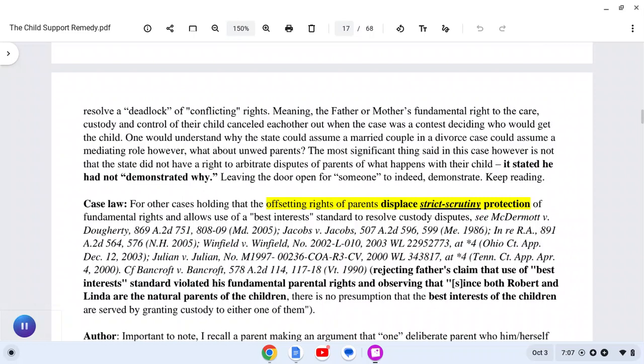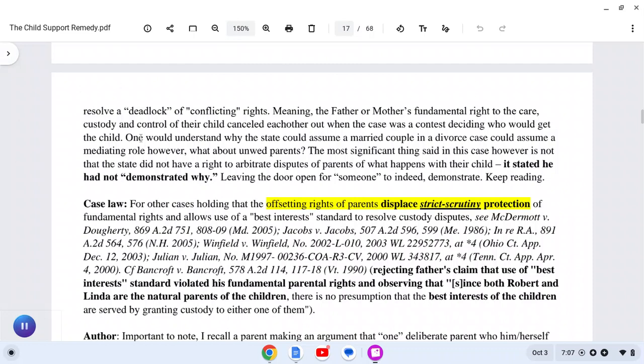That would make sense because if this is the father's child biologically, and this is the mother's child biologically, and the father has also been adjudicated to be the father, then he would be entitled. He has a fundamental right to the care, custody, and control of his child, and so does the mother. So how would you remedy that situation? What is the equitable thing to do? What is the fair and just thing to do in a situation like that?